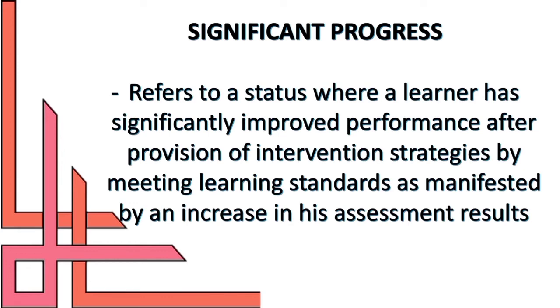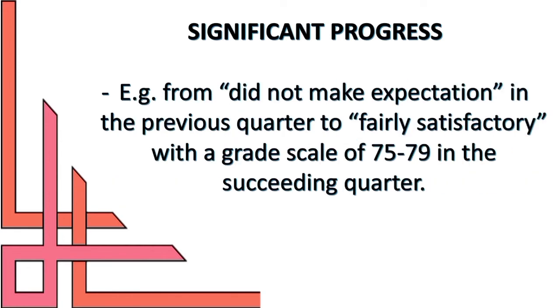Another part is significant progress. It refers to a status where a learner has significantly improved performance after provision of intervention strategies by meeting learning standards, as manifested by an increase in his assessment results. An example of which is from did not meet expectations in the previous quarter to fairly satisfactory, with a grade scale of 75 to 79 in the succeeding quarter.